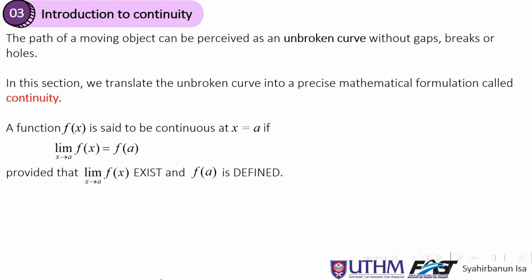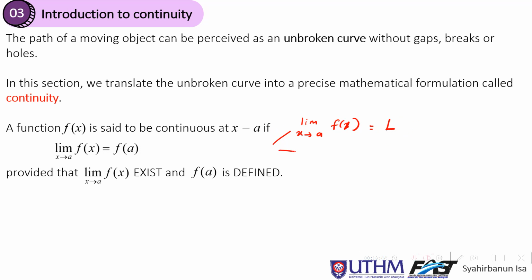From this condition, there are three things to check. The first one is the limit as x approaches a of f(x). We need to find this limit first, and this limit must exist. When this limit exists, we have a value, let's say L.